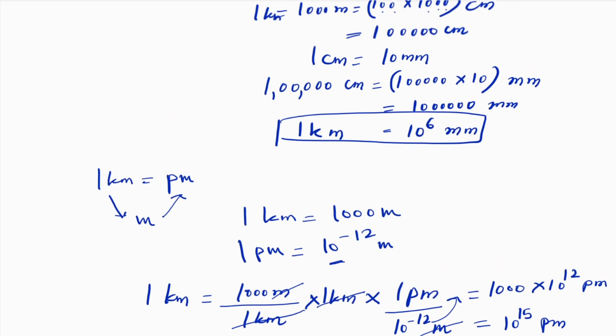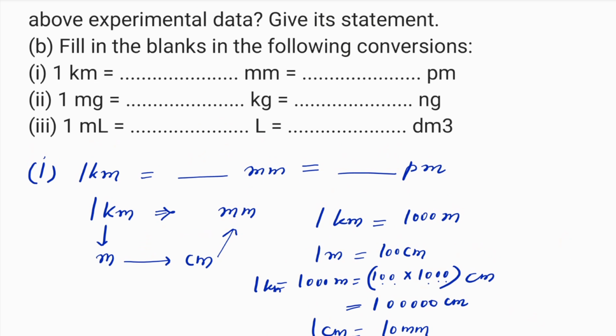So at the end the answer will be 1 kilometer is equal to 10 raised to power 6 millimeter and 10 raised to power 15 picometer. Okay, so this is how you are going to convert it. Now let's do another one, which is 1 milligram is equal to how much kilogram is equal to how much nanogram. This is nanogram. Okay, so let's see how we are going to convert it.